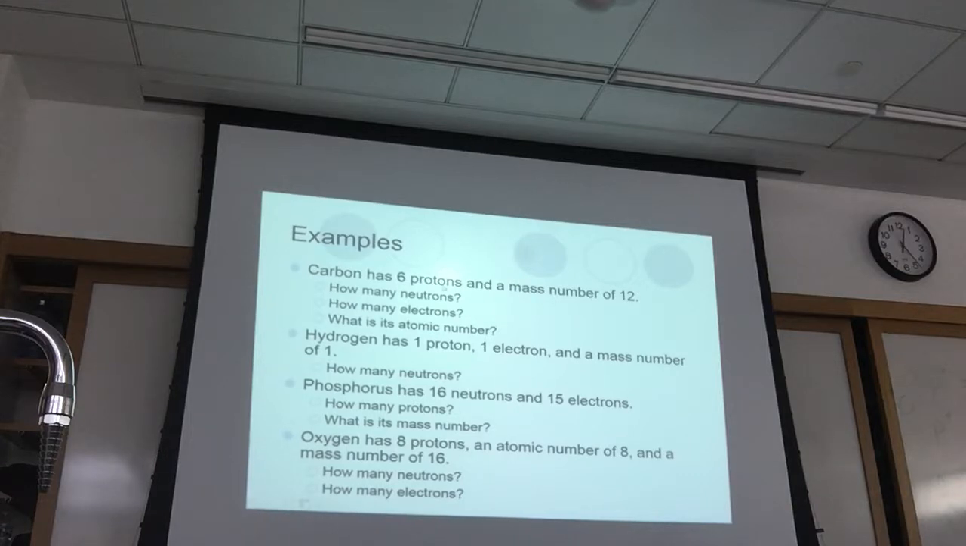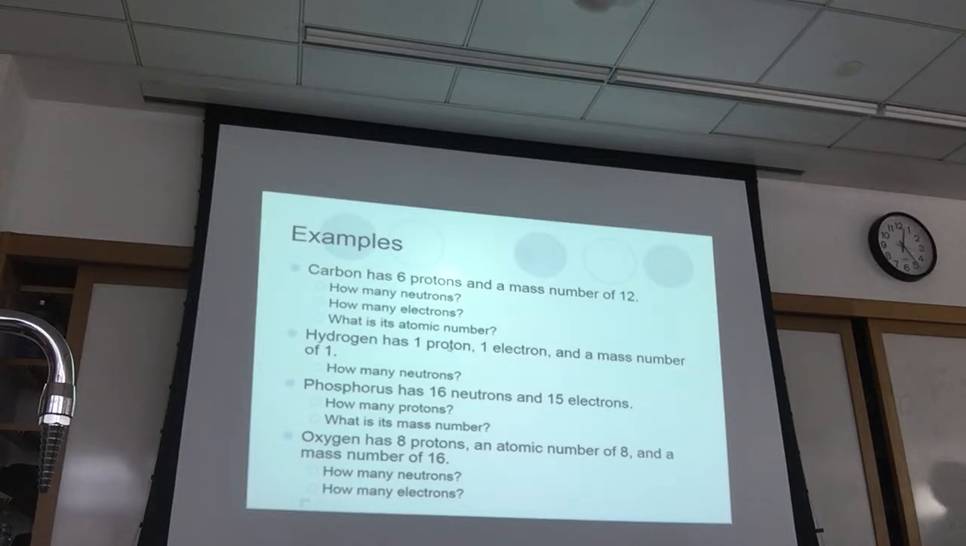How many electrons? What's the atomic number? 6. Protons, electrons, and atomic number are always the same number. But in this case, neutrons is also the same. Doesn't happen all the time.